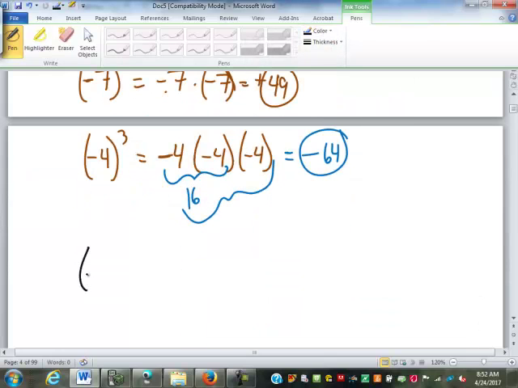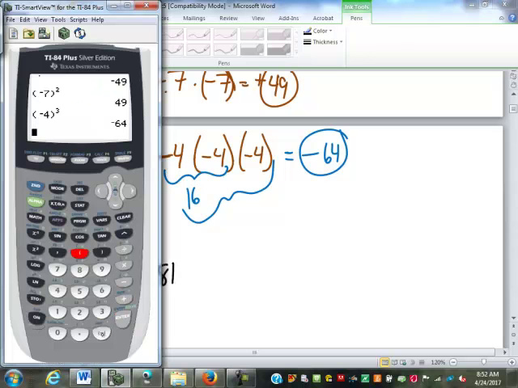How about negative 3 to the power of 4? Positive or negative? Positive. Again, we established this before. An even power, the negatives will all cancel out and we'll get a positive answer. That should be a positive 81. And it is.